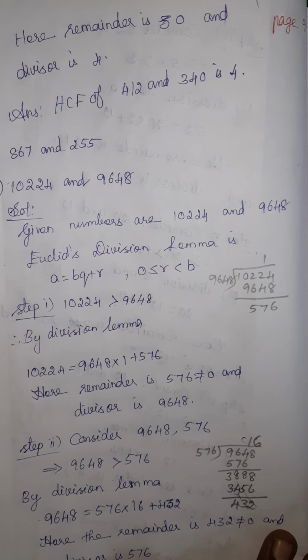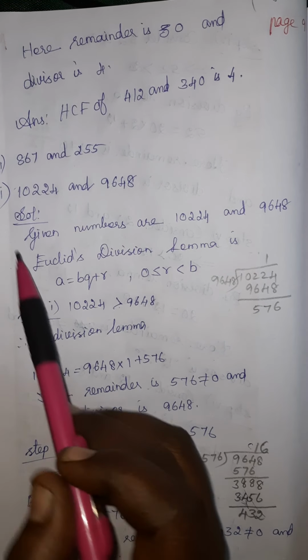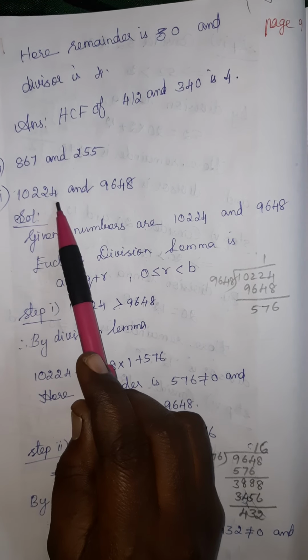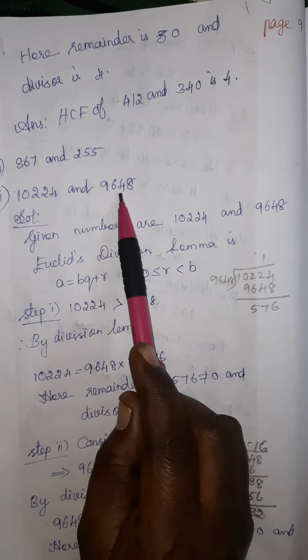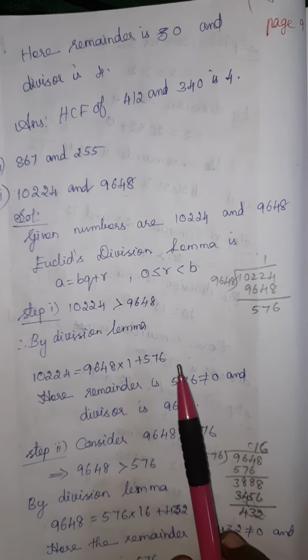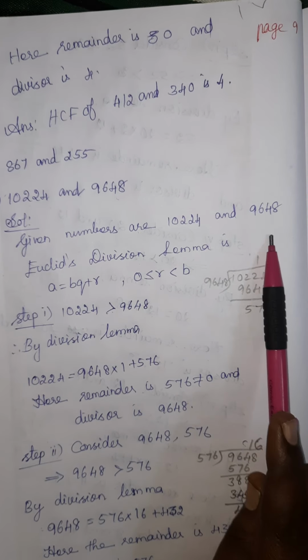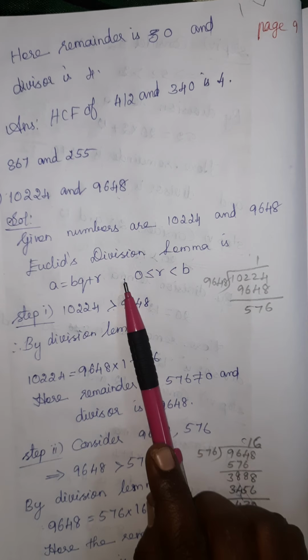Okay, I believe you all completed the homework. Now I am continuing with the third question. 10,224 and 9,648. You need to find the HCF using the division algorithm. So we can write the two numbers, then you write the division lemma.